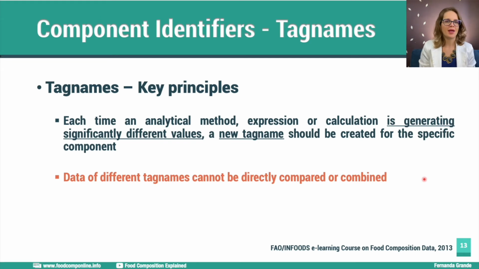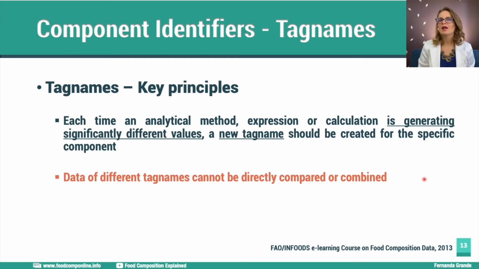I really recommend that every time you use a food composition table, you check if the tag names were used to describe the components. That will make it much easier for you to check if the values are comparable among different food composition tables. But if the food composition table did not use the tag names for defining the components, I really recommend that before using the values, you try to assign the tag names to all the components presented in the table.